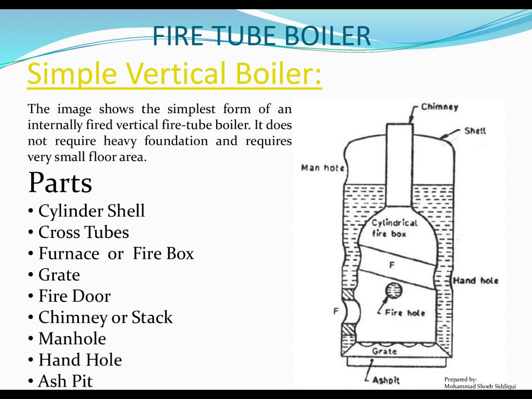Simple vertical boiler. The image shows the simplest form of an internally fired vertical fire tube boiler. It does not require heavy foundation and requires very small floor area. Parts: cylinder shell, cross tubes, furnace or firebox, grate, fire door, chimney or stack, manhole, hand hole, ash pit.